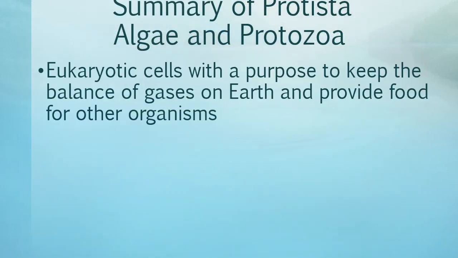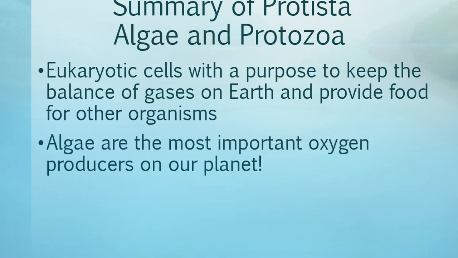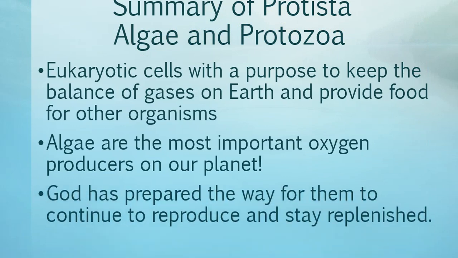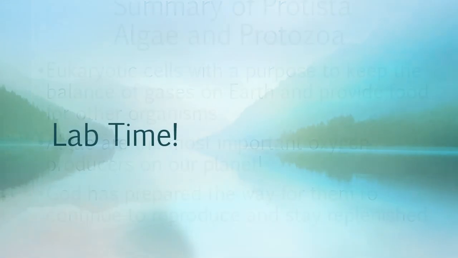All right, so the summary of protozoa and algae is that they're eukaryotic cells with a purpose to keep the balance of gases on Earth and provide food for other organisms. All right, they're providing the vast majority of the oxygen that we breathe, and they are the base of the food chain, right? Algae are the most important oxygen producers on our planet, and God has prepared the way for them to continue to reproduce and stay replenished. For us, it's a miracle. We should praise God for algae.